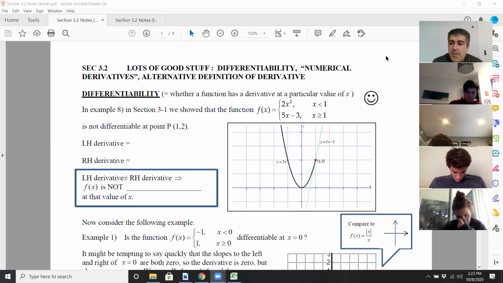So 3.2 covers a lot of things: differentiability, numerical derivatives, and the alternative definition of the derivative. It's 9 pages of notes, a lot of stuff. Even when we're doing in-person classes, no way did I ever do this in one day. Usually this takes 3 days. So I will cover the first 2 pages. I'll probably do up to page 5 in the video this afternoon.